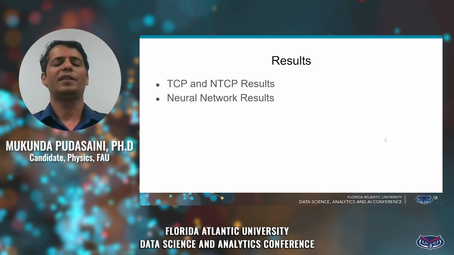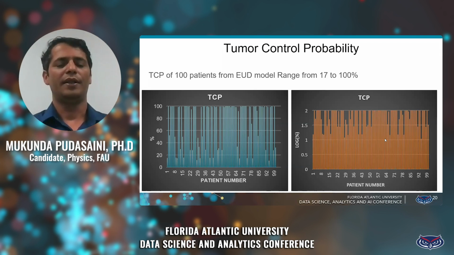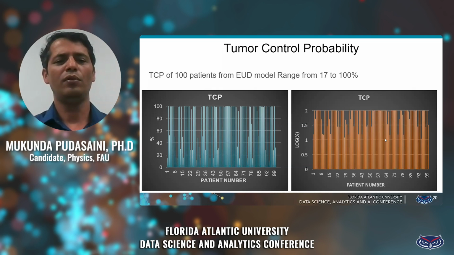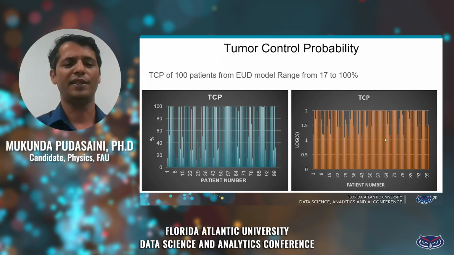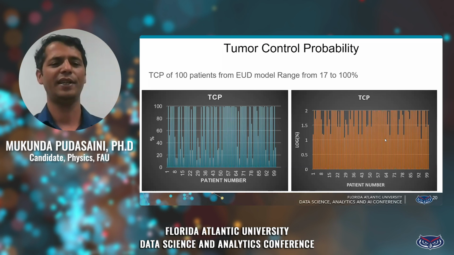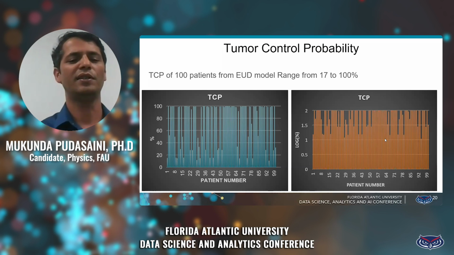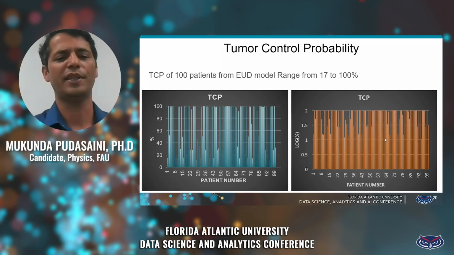Let's move to the results. At first, I will talk about the TCP and NTCP results. Then I'll go to the neural network results. The light blue diagram in the left is the TCP calculated from the EUD model for all 100 patients here. We can see that the TCP is varying from 17 to 100%.